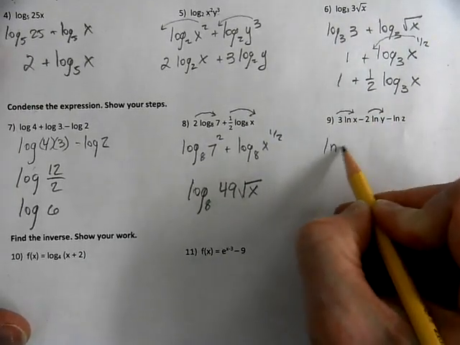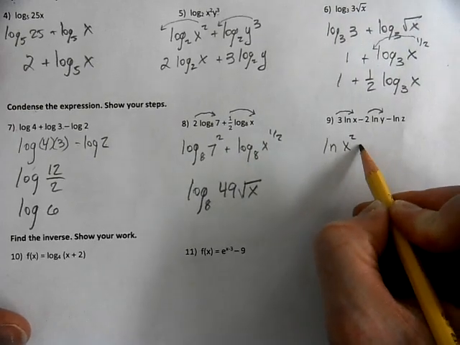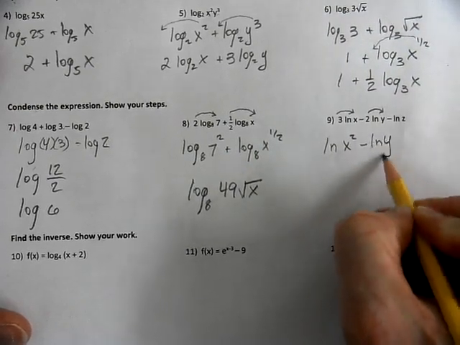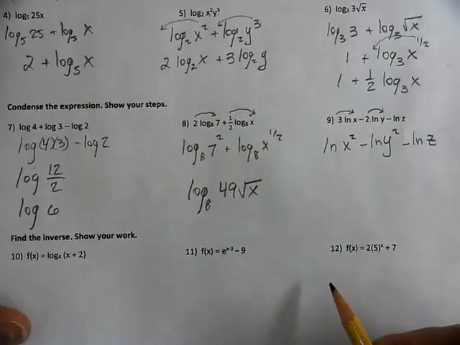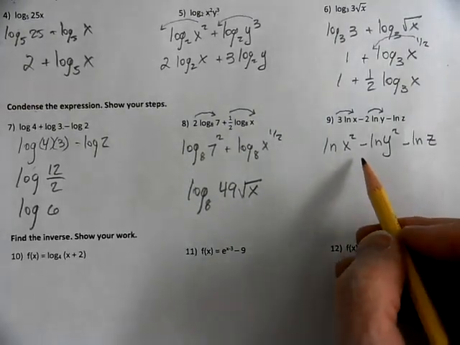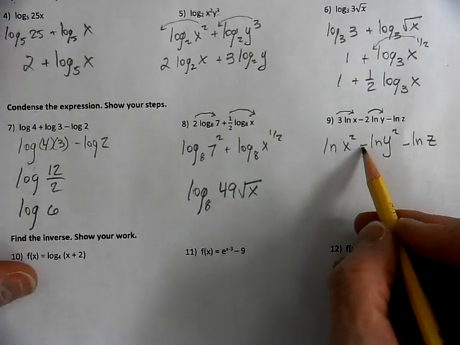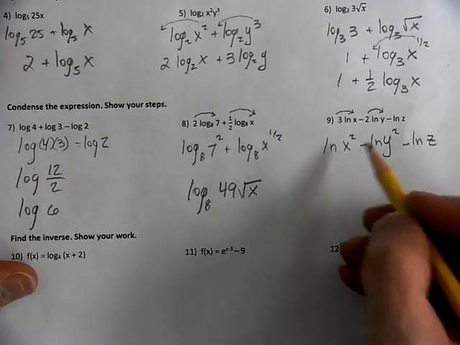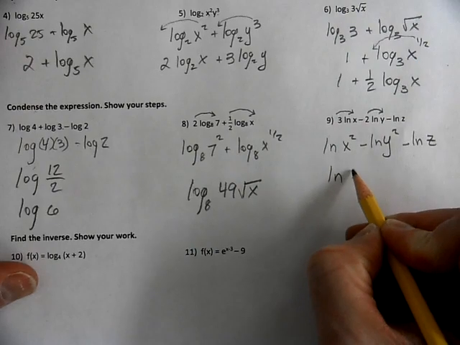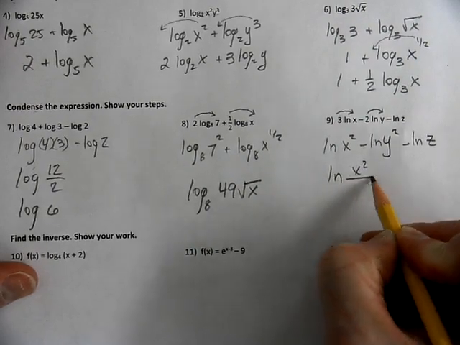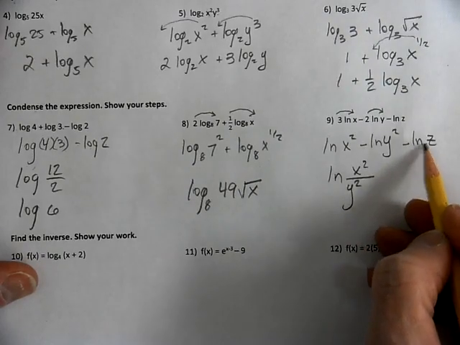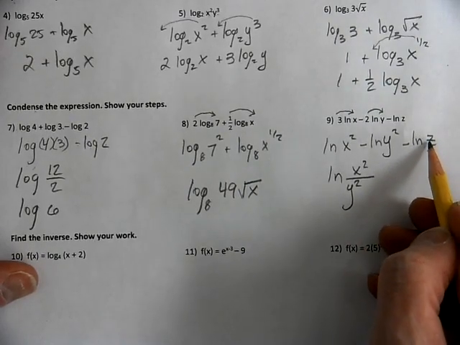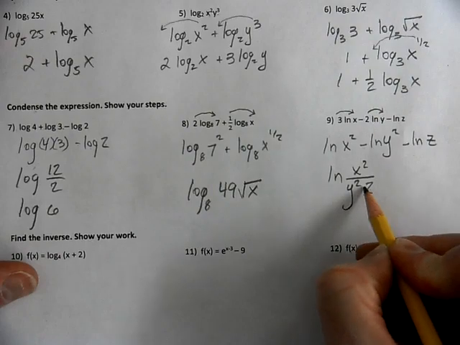So this is the natural log of x squared minus natural log of y squared minus natural log of z. Minus tells us we're going to have division. So x squared divided by y squared. Another minus tells us that that value, z, is going to go into the denominator also.